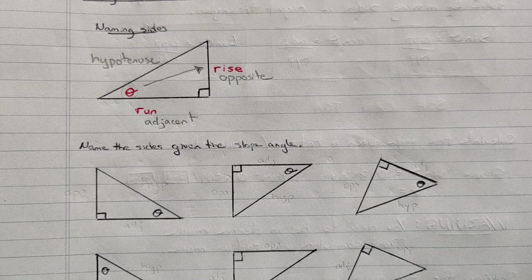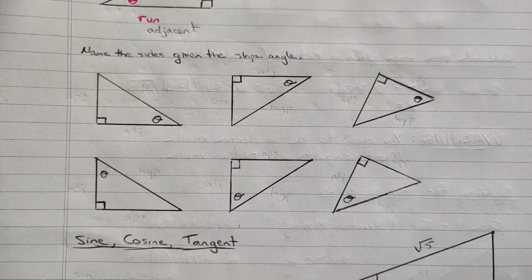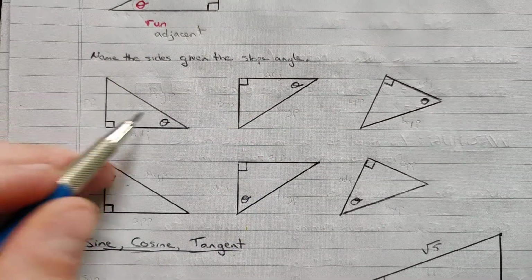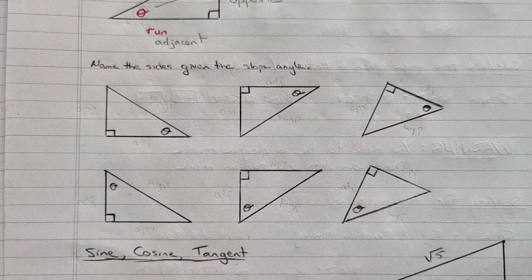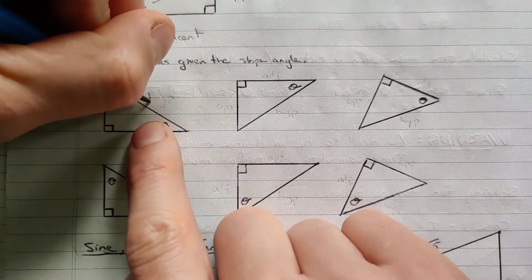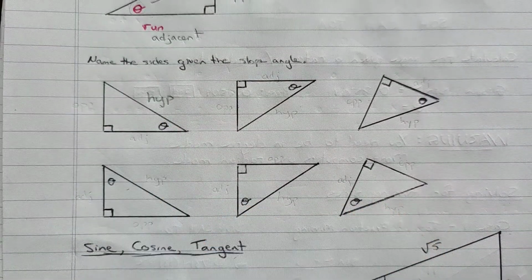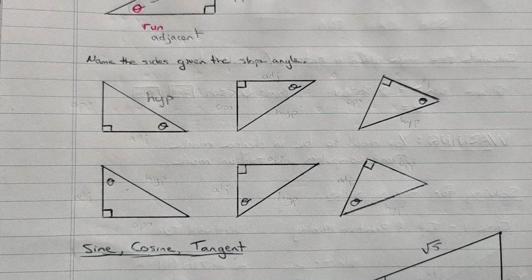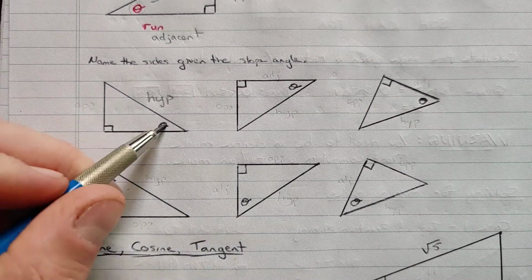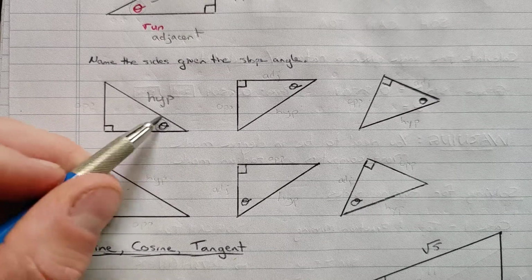Now, we got some triangles here. They're in some different configurations where I have the same triangle, but I've moved the angle that we're working with each time. And we'll see how that changes the triangle. So in this first one, let's label the hypotenuse first. I usually do that first because it's the easiest one to do. So I'll just put HYP for hypotenuse. It's across from the right angle. Now, here's my angle I'm working with. This is the working angle.